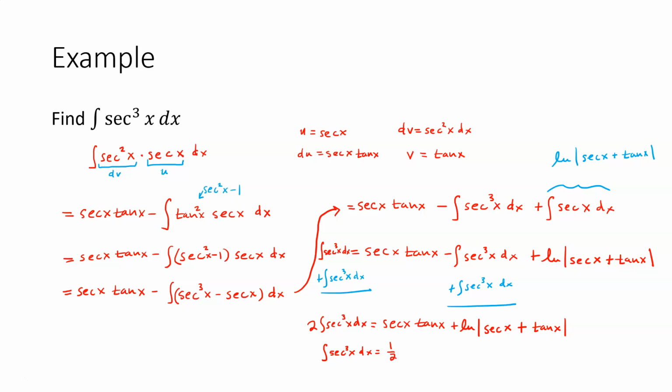is 1/2 secant x tangent x plus 1/2 ln absolute value of secant x plus tangent x.